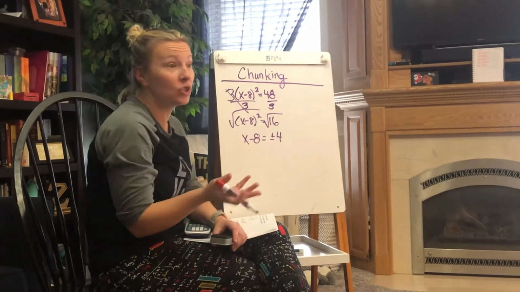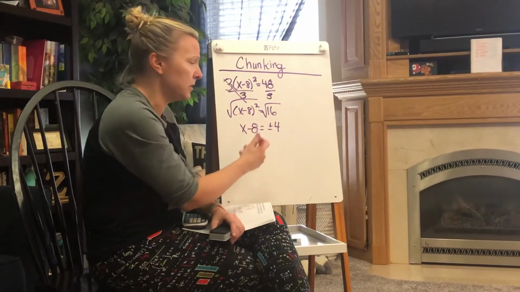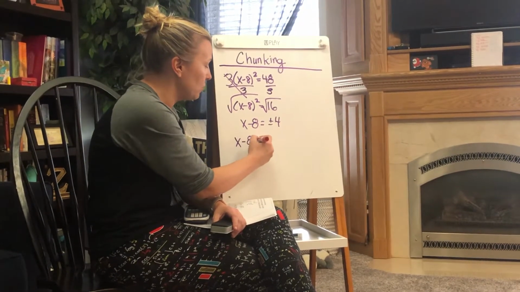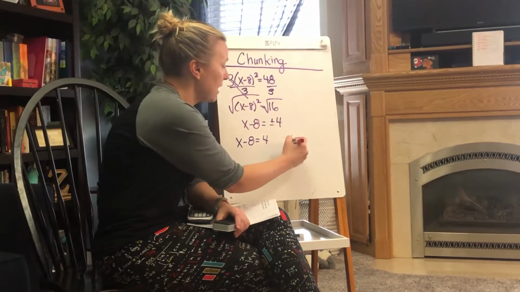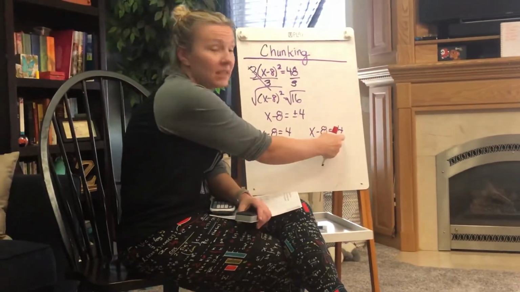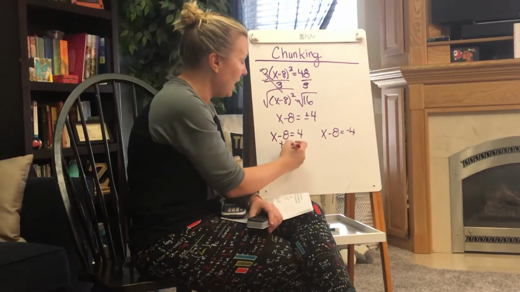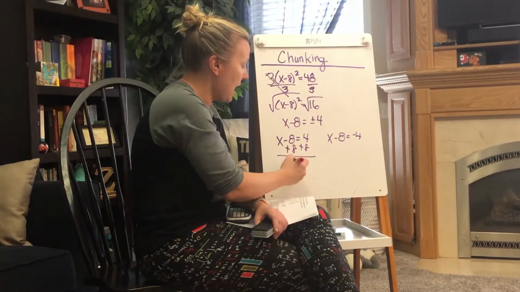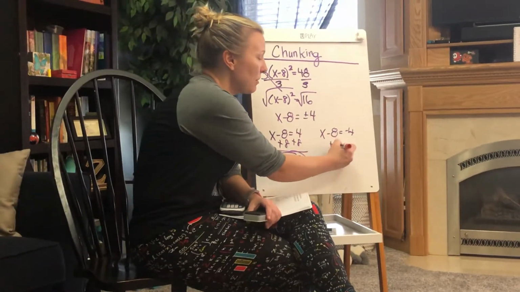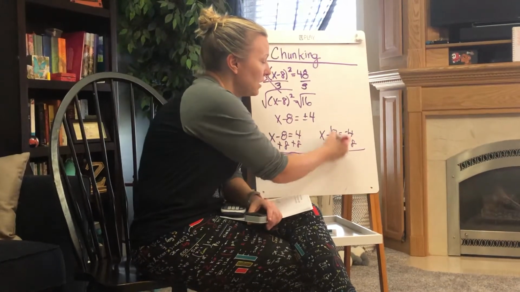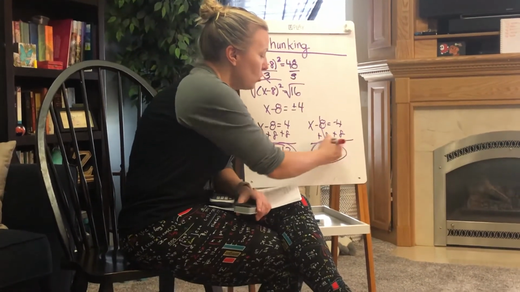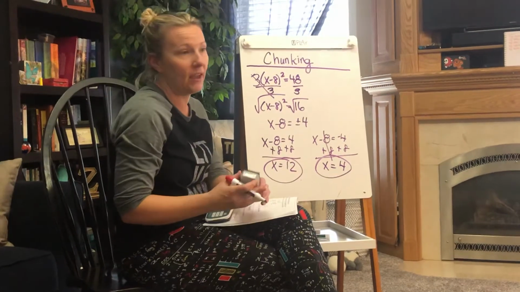Now, it's not like plus or minus 12 or whatever. You have to separate this. You have to do x minus 8 equals positive 4 and x minus 8 equals negative 4. One gets a plus, one gets a minus. And so then when you add 8 to both sides, you get x equals 12 as one of your answers. But then this answer is going to be way different. This answer is going to be x equals negative 4 plus 8 gives you 4. So you have two completely different answers on that one.